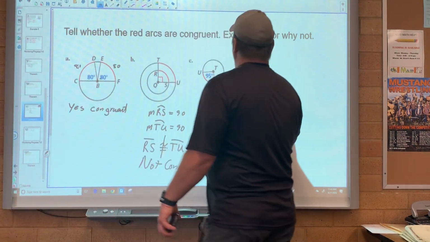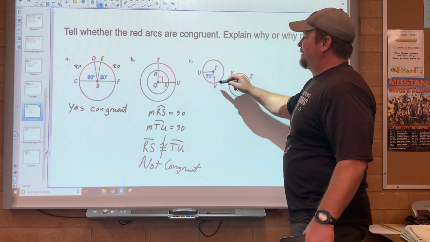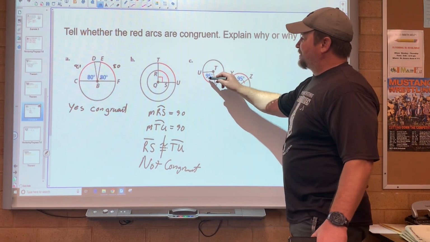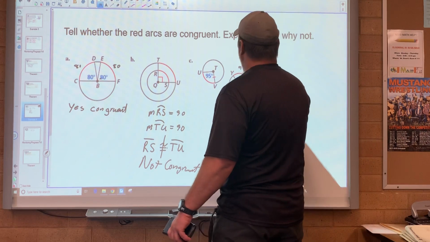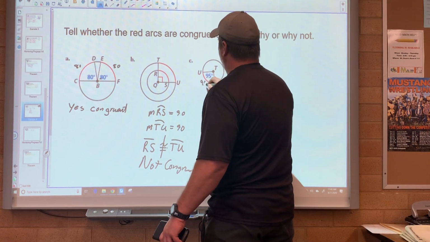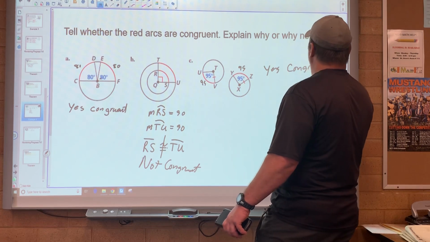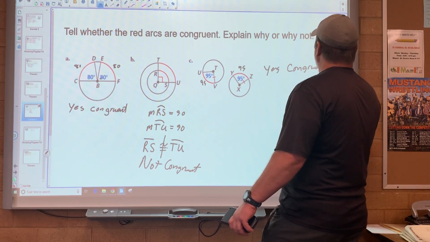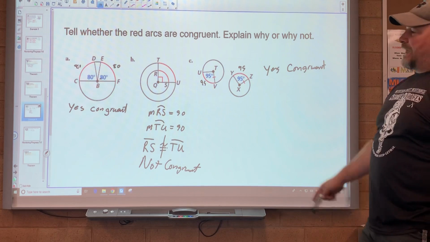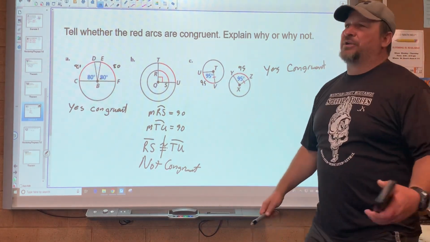Okay, I have two circles. They have the same radius. Therefore, what's their central angle? That's 95. So this is 95. This is 95. Yes, congruent. Does that make sense? That's the only picture that is a little bit tricky.